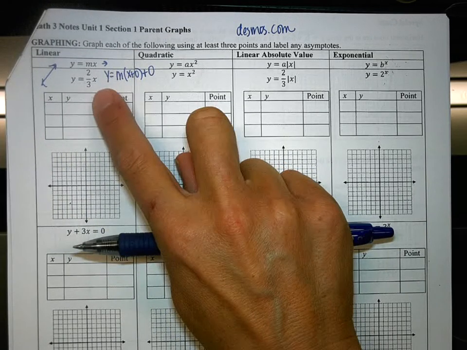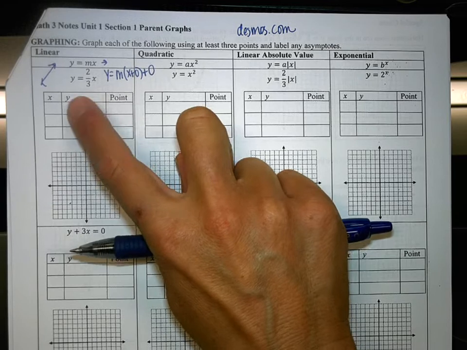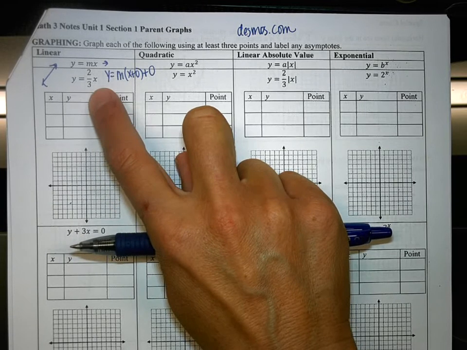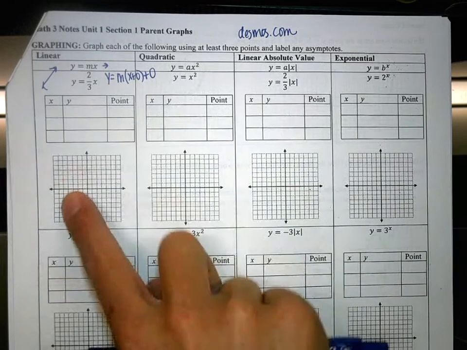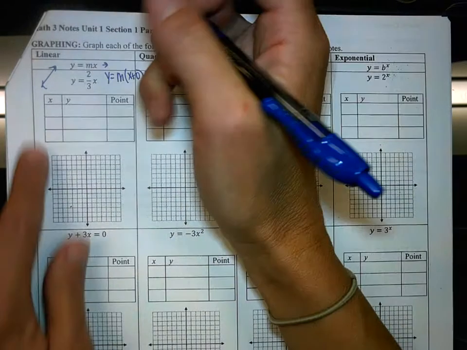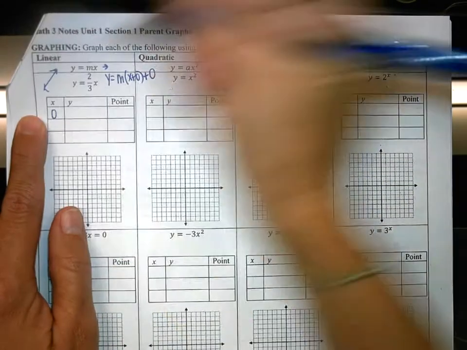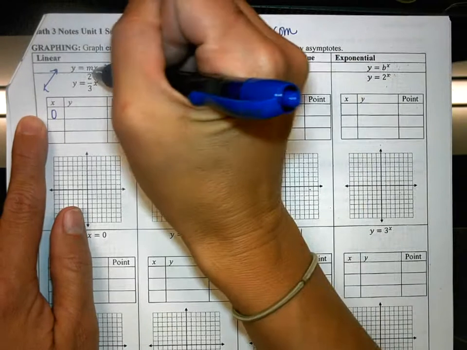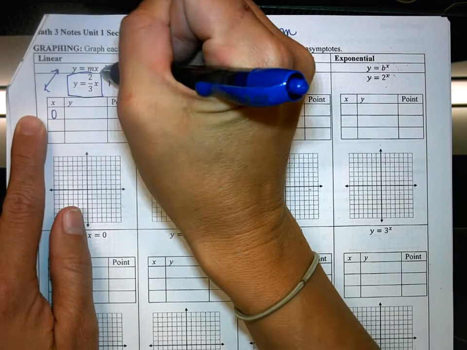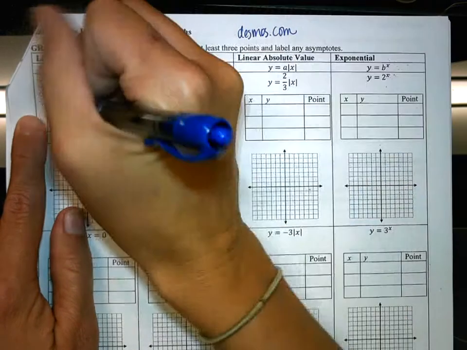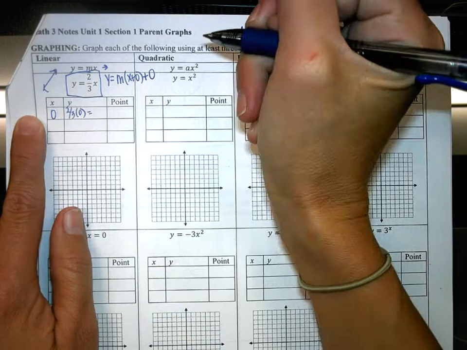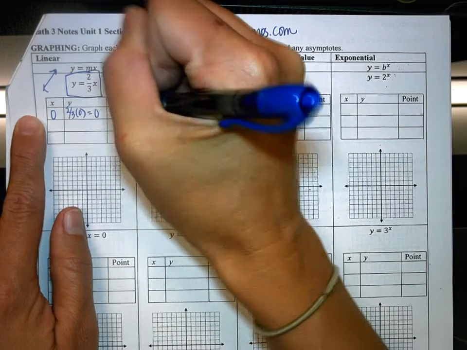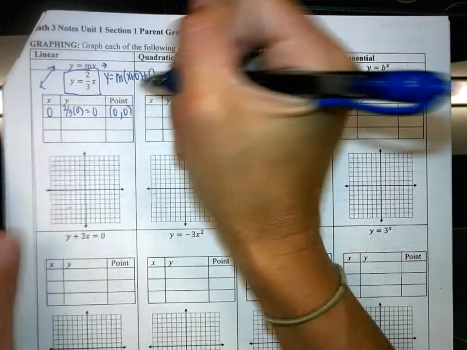For right now, we're going to just plug in values. Some of you probably know how to graph this without plugging in values, but we're just going to practice that. You can choose any points to plug in. I'm going to choose an x value of 0. In this equation, when you plug in 0, you get 2/3 times 0, which equals what? Good. And so that point is at 0, 0.